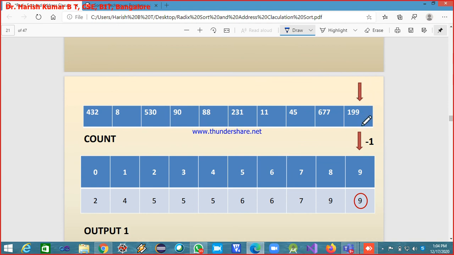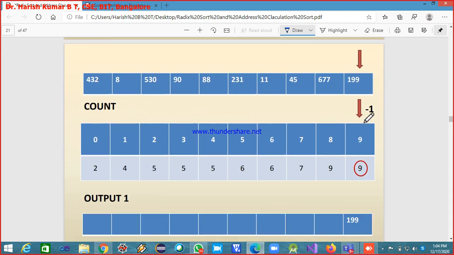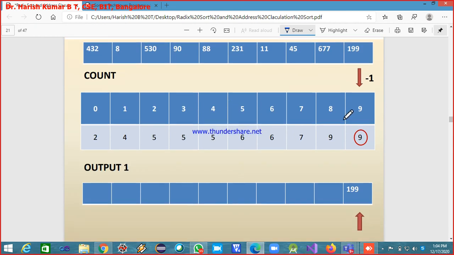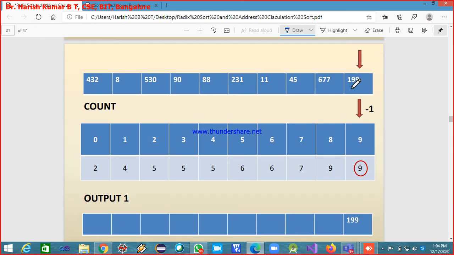Say I am starting from the left side, 199 I am taking. Okay, now this is what the array. Now I got to decide where this 199 goes based on this cumulative count what I have written.